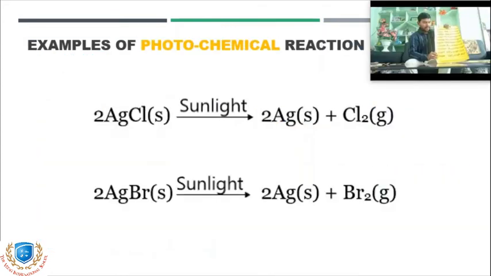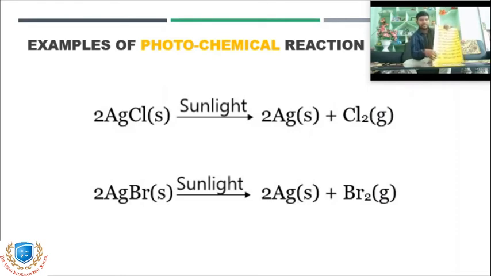And another chemical decomposition reaction is the photochemical decomposition reaction. In photochemical decomposition reaction we use sunlight. Here we take the silver chloride compound. When we place it in sunlight, the silver chloride compound decomposes into silver metal and chlorine gas. One more example is silver bromide. When it is exposed to sunlight, it converts into silver metal and bromine gas. These two reactions are carried out using sunlight, so they are called photochemical reactions.